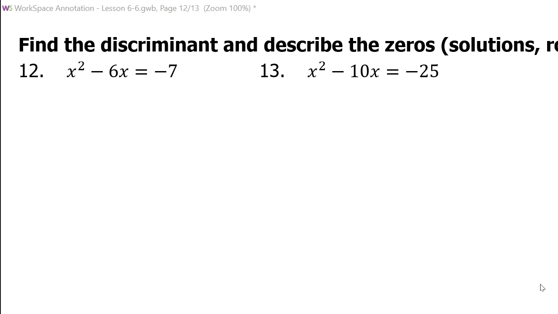Now 3 more questions. Find the discriminant and describe the zeros. Copy down the instructions so you know how to do it on the homework. Find the discriminant and describe the zeros.